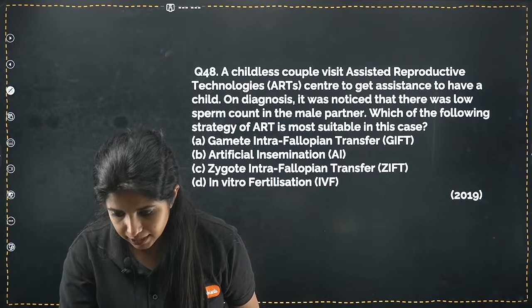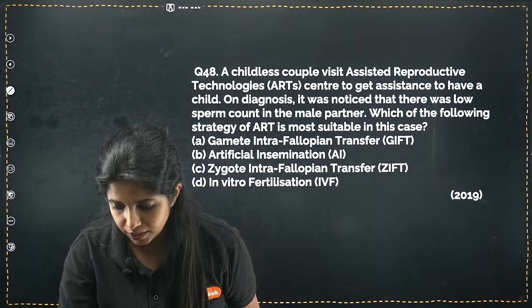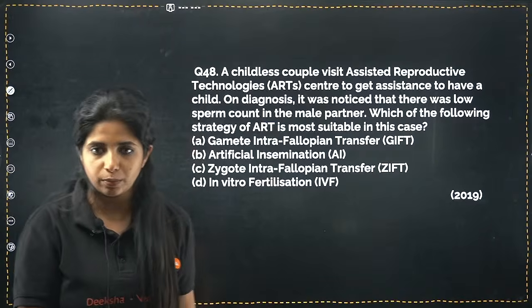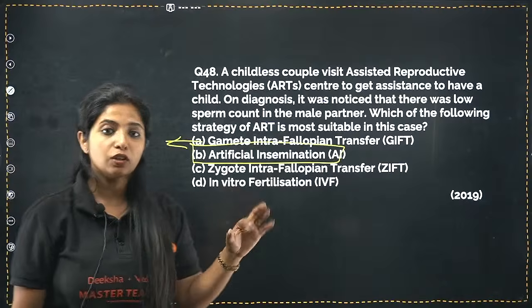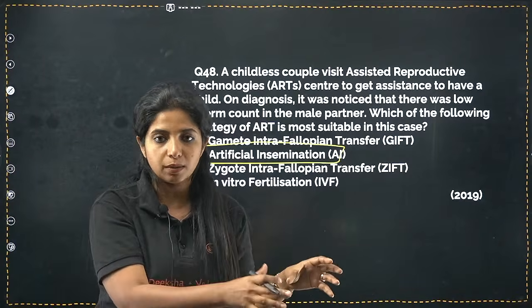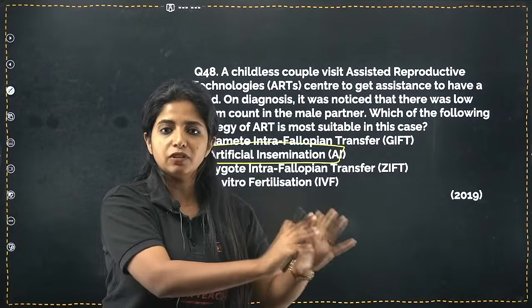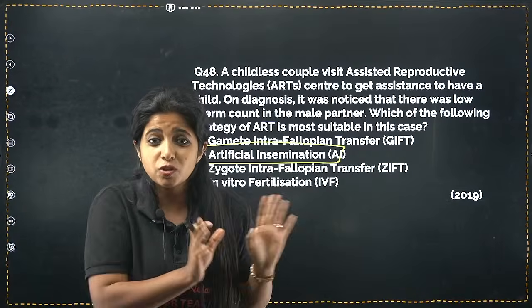Someone says D. Yo, it's not D. Okay, it's not D. B is the answer for this particular question. Why B? Listen to me very carefully. Gamete intrafallopian transfer is when a female is not able to produce the gametes, you transfer them from someone else and fertilization happens in the body. Here the problem is not with the female.